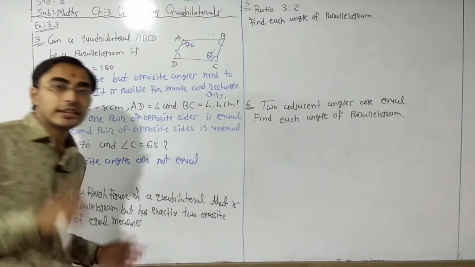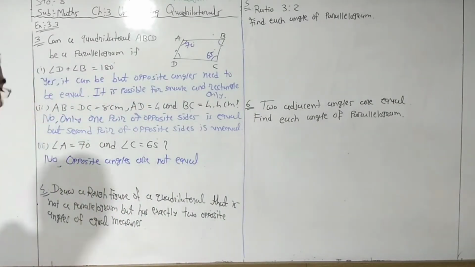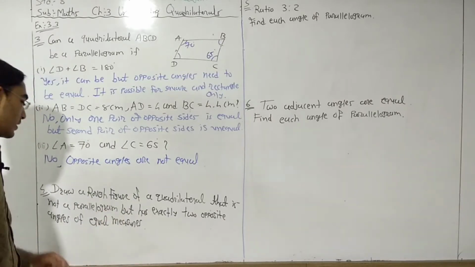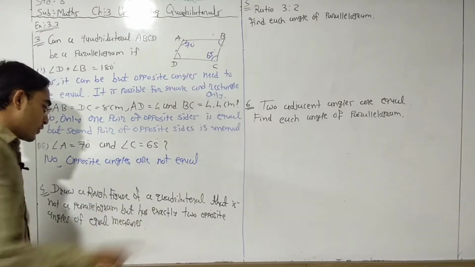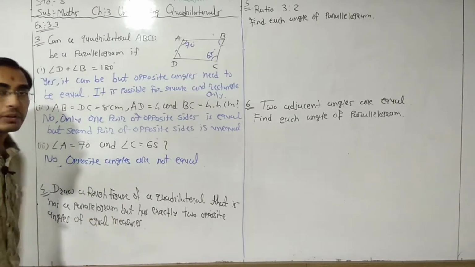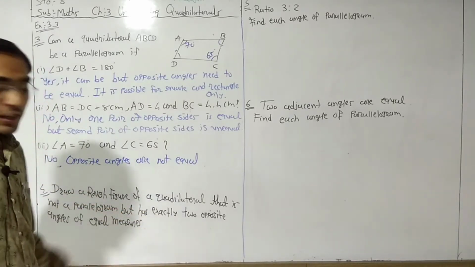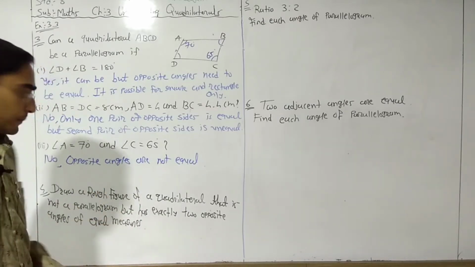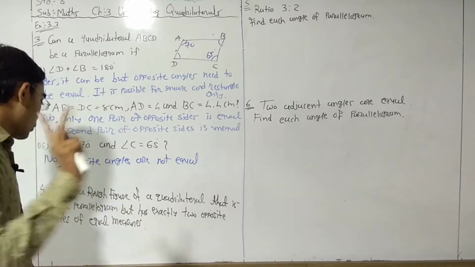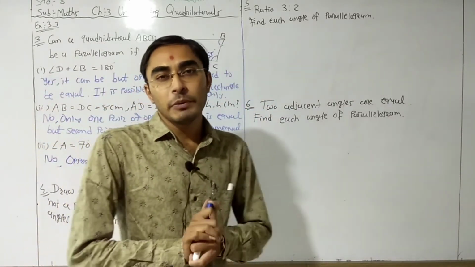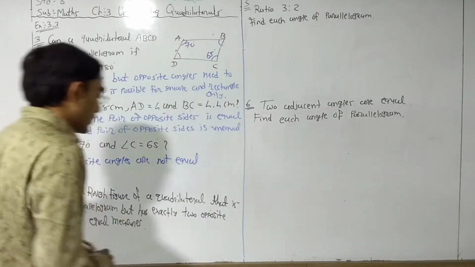Okay, then next question number 4. First of all, in this question, draw a rough figure of a quadrilateral that is not a parallelogram but has exactly two opposite angles of equal measures. Again, draw a rough figure of a quadrilateral that is not a parallelogram but has exactly two opposite angles of equal measures. Now, if we remember the property of kite, okay.